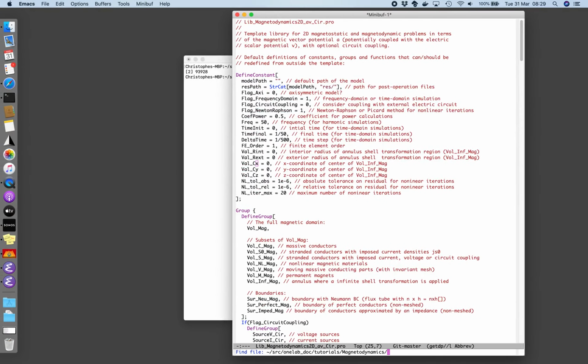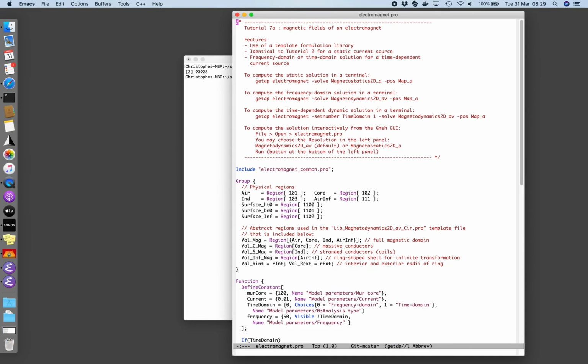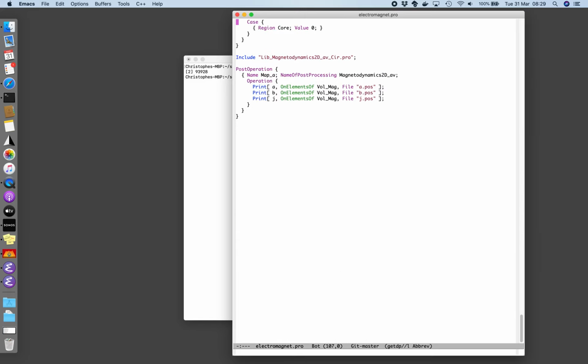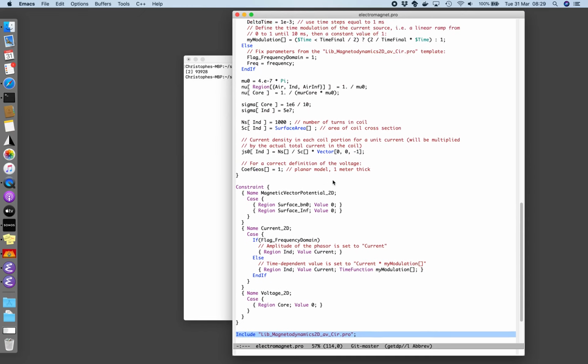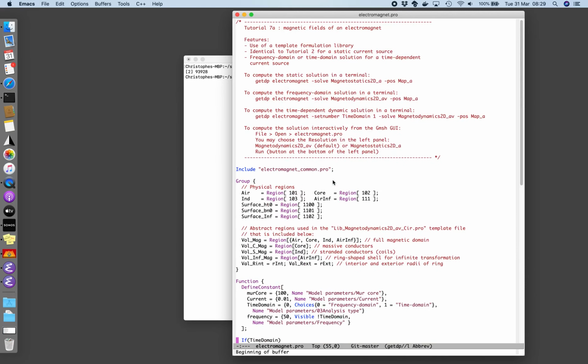So it is in what is called the electromagnet.pro file. And so this is my example. You see that this is quite short, 120 lines. First thing you see, deep down in the file, is that we include the template, this lib magnetodynamics 2D AV SIR. The SIR here is for circuit. And then we see that we also include another file, electromagnet_common.pro. So maybe let's start with that.